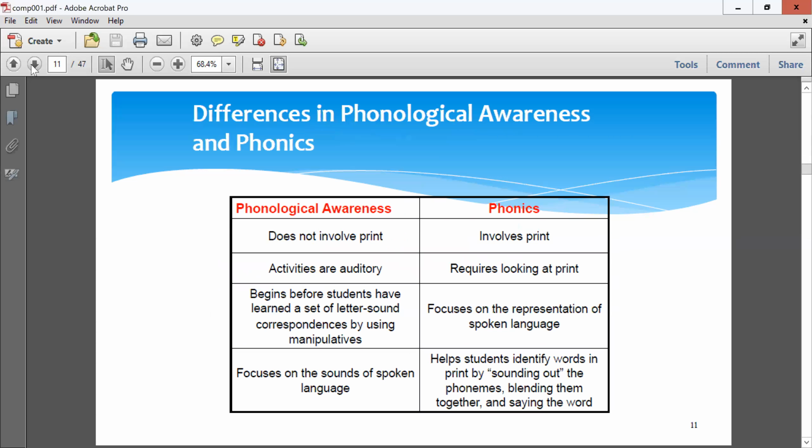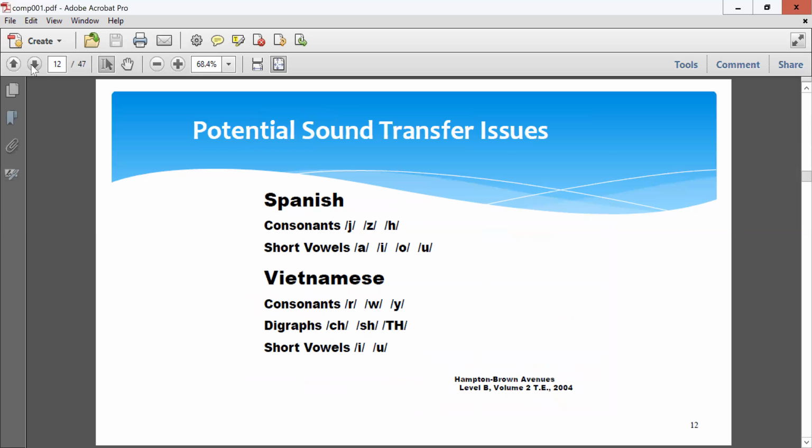Here's some differences in phonological awareness and phonics. We become phonologically aware much before we interact with print, is the main point here. We begin to sound out words and make sounds before we actually connect them to the written word. There are sound transfer issues depending on languages, certain consonants and vowel sounds that are not common. These are just some examples. Once again, the important thing is to know that if a sound is not in a person's native language, it may need to be explicitly taught to the student.